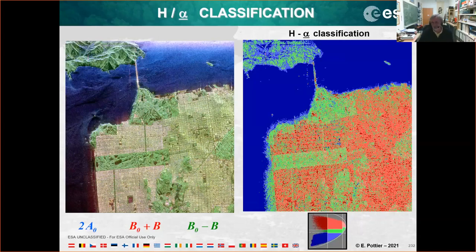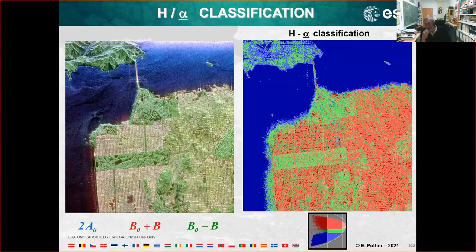I can say this area corresponds to a single bounce scattering mechanism, and with a low value of alpha, this corresponds to a rough surface scattering mechanism. This area corresponds to double bounce. This area corresponds to vegetation. But you can see that we have a lot of errors in the classification. The most important missing information is the power, the intensity, because here I'm using only entropy and alpha. Alpha is an angle between 0 and 90 degrees, and entropy is a parameter between 0 and 1, so we do not have the intensity information.